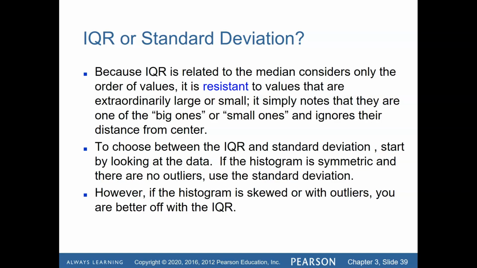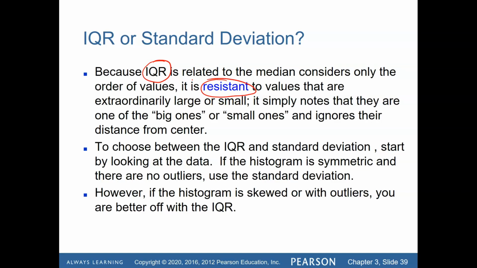So just a quick little summary. First bullet, because the IQR is related to the median, considers only order of values, it is resistant to values that are extraordinarily large or small. It simply notes that they are, that's a little phrase, awkwardly. So the main idea is the IQR, I'm going to circle it, I'm just going to paraphrase, is resistant to outliers.